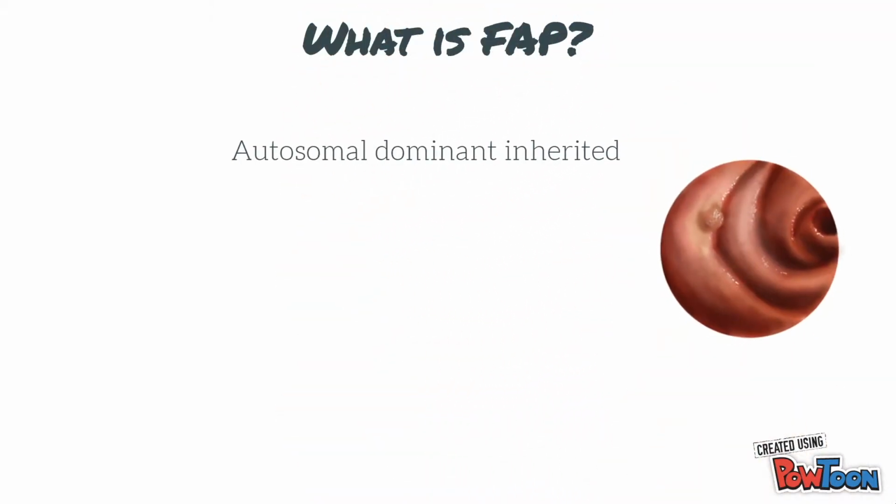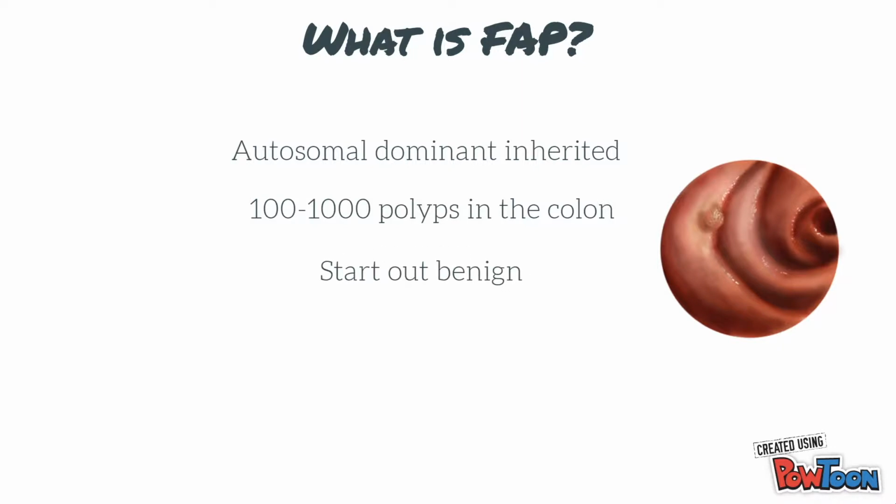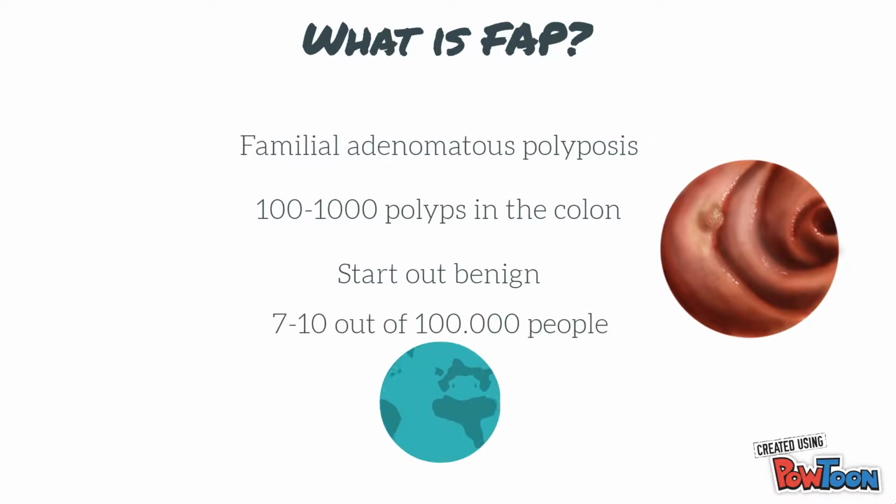So, let's start! FAP is a disease of the bowel. It is an autosomal dominant inherited condition in which 100 to 1000 polyps form in the colon. Polyps are mushroom-like structures on the gut lining. While these polyps start out benign, they can transform into cancerous cells when they are left untreated. Worldwide, 7 to 10 out of 100,000 people are diagnosed with this disease, and it is estimated that it occurs in 1 out of 11,000 live births annually.